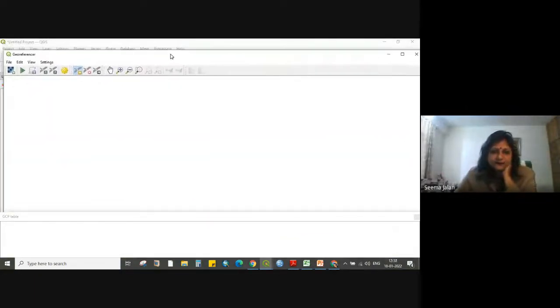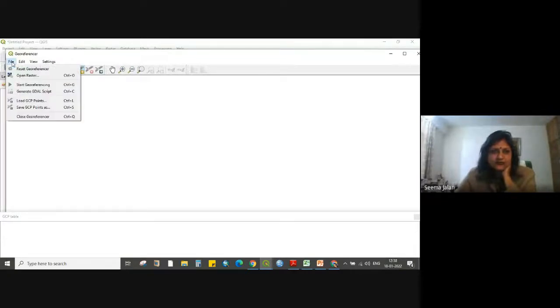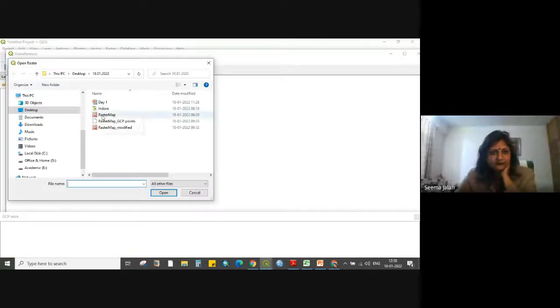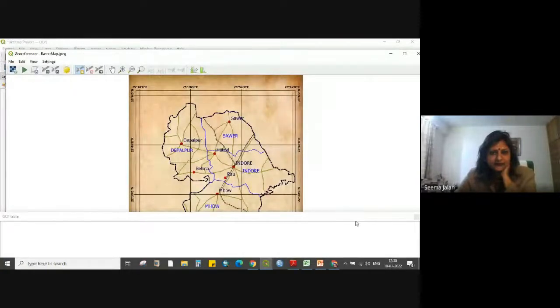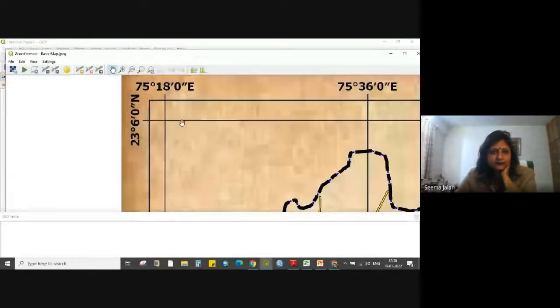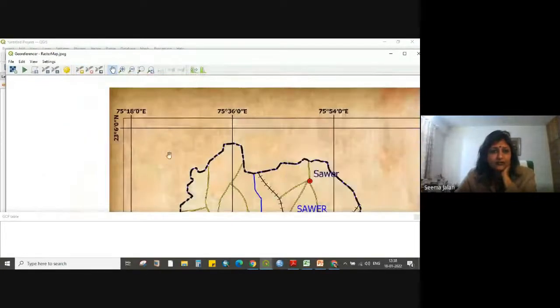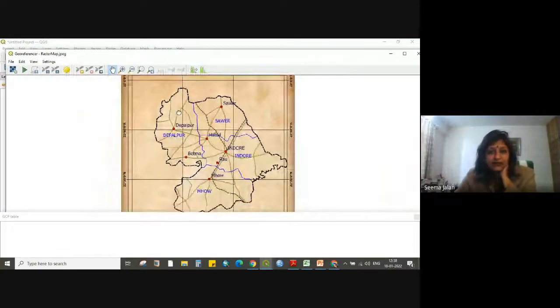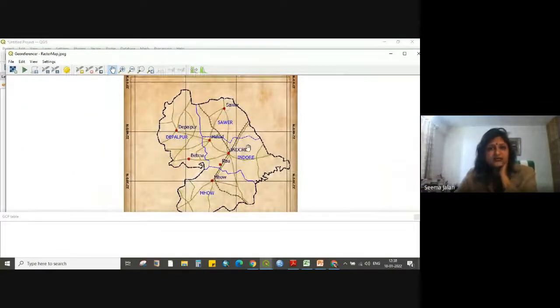When this georeferencer opens, I open raster. I go to where my data is lying and open it. Okay, so I have the map here. Now, what I have to do? First of all, I have to tell my GIS what is the datum, whatever coordinate information of this input map. Okay, so I go to file, I go to raster properties.